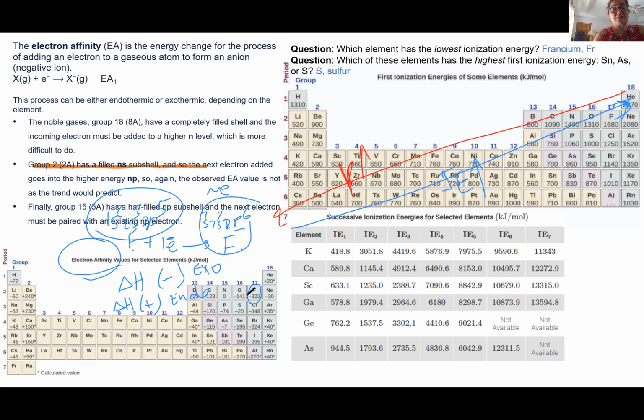Electron affinity is based on gaining an electron. In some cases there is a loss of energy. Other cases there is a gain of energy. Meaning that some cases are going to be exothermic and other cases would be endothermic. And that depends on the electron configuration of the element you're dealing with.